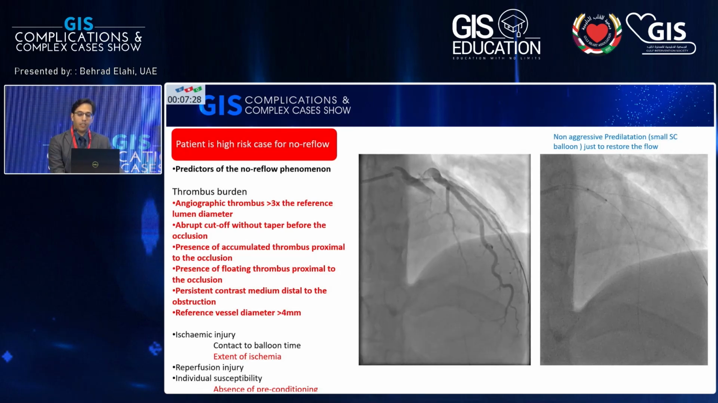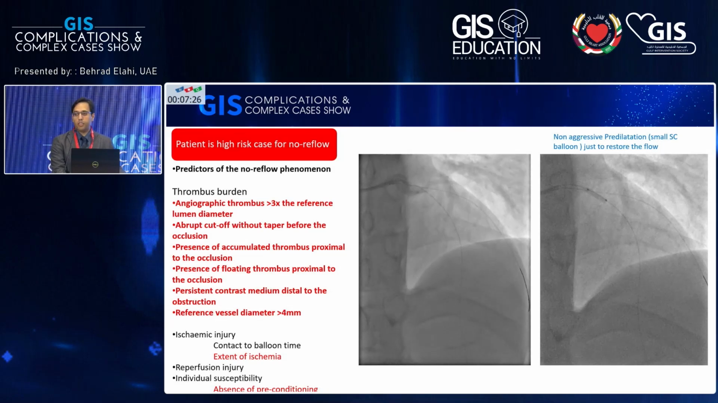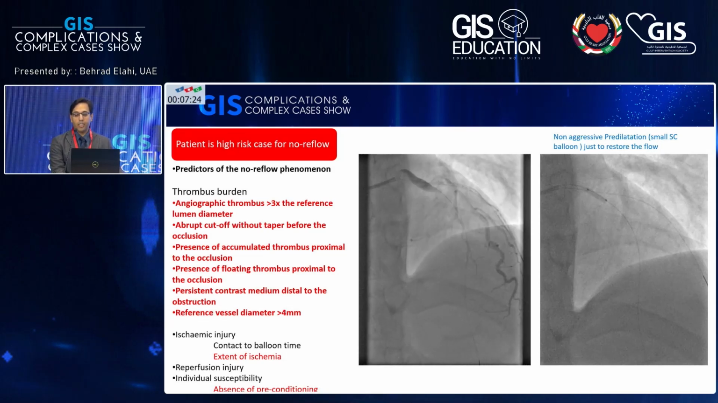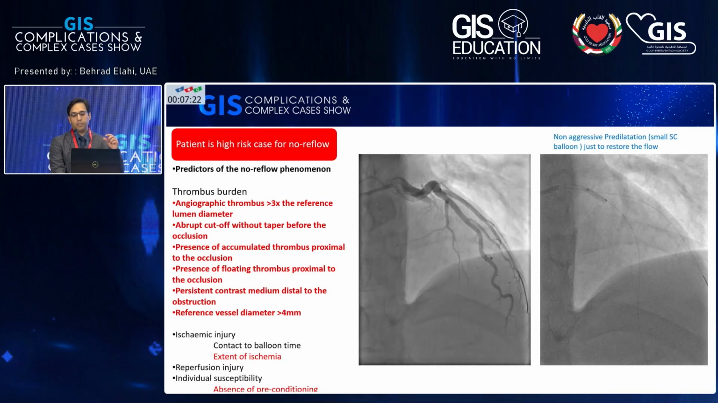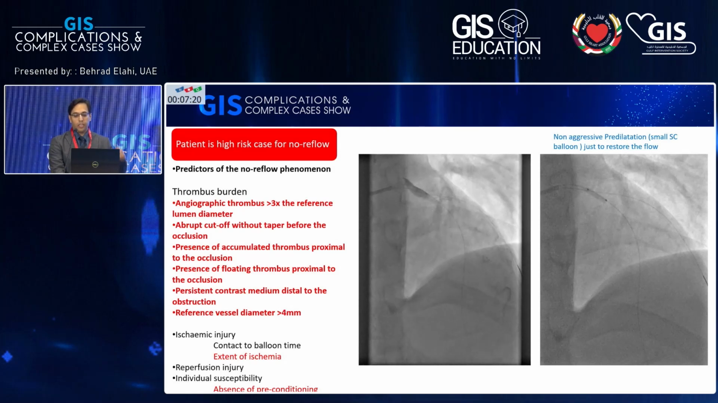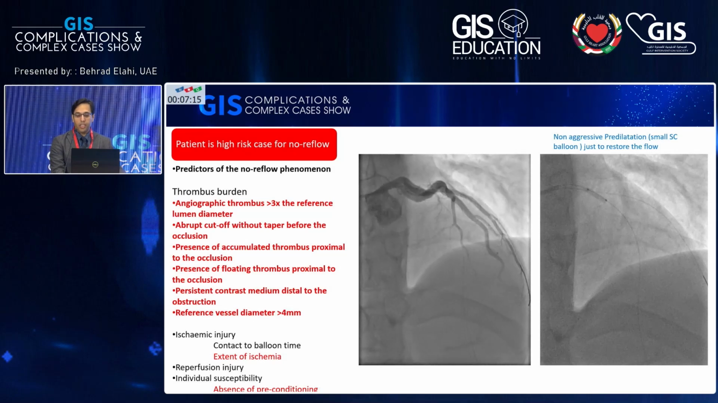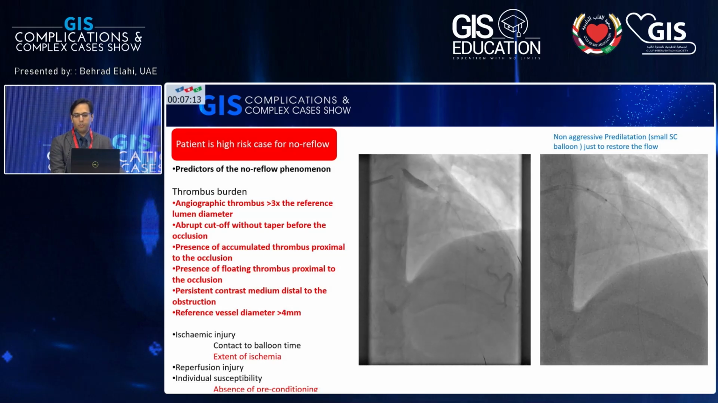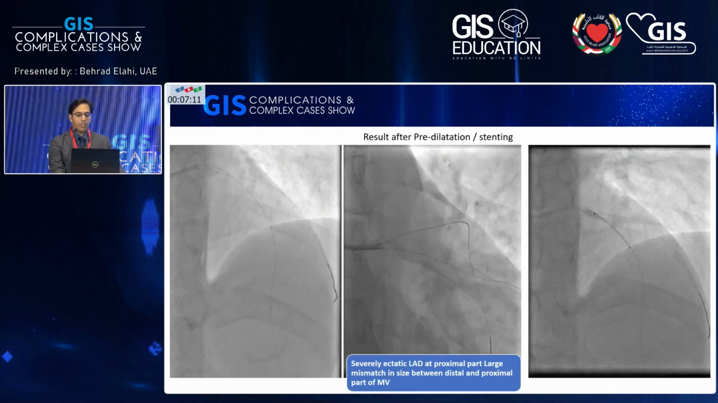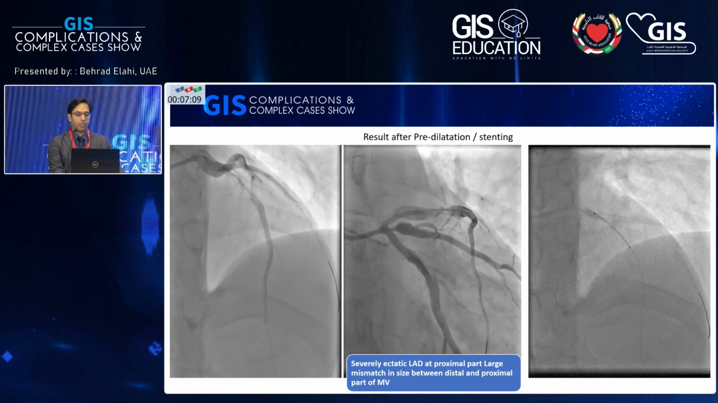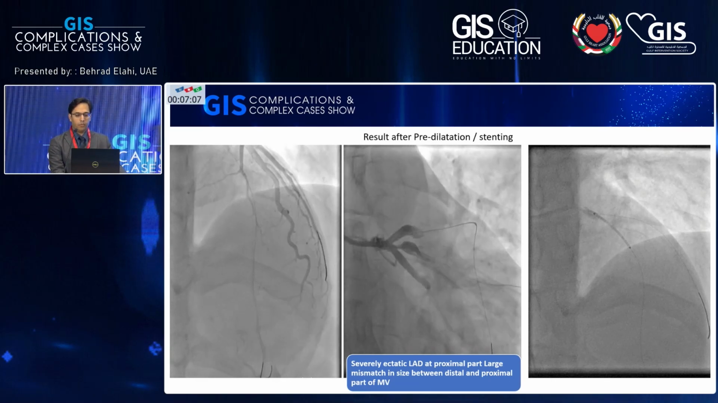Then I decided to just do the pre-dilatation with a very undersized balloon, low pressure, and reduce the time of the contact of the balloon with the lumen of the vessel to reduce the chance of the shower of thromboembolization. Here I did the pre-dilatation with a balloon 2.0/5, and this is the result of the pre-dilatation. The flow was restored, the TIMI flow was good.